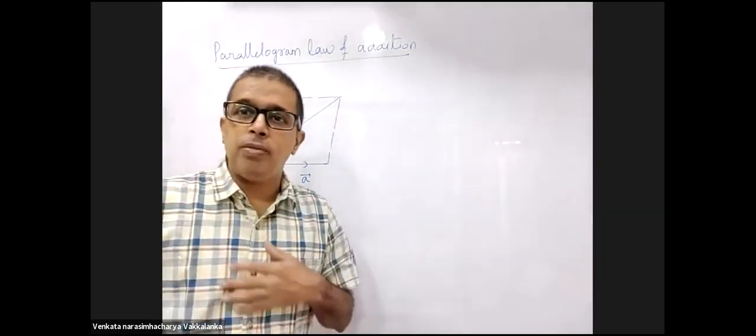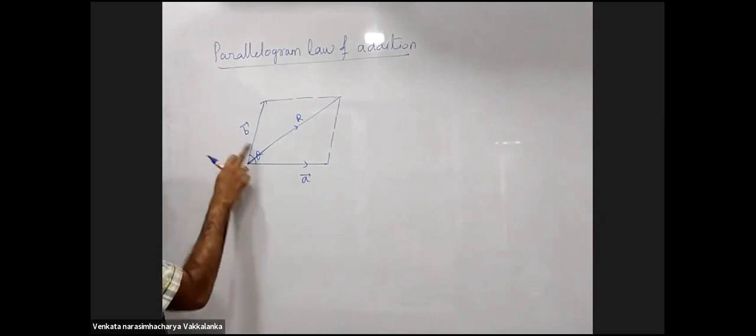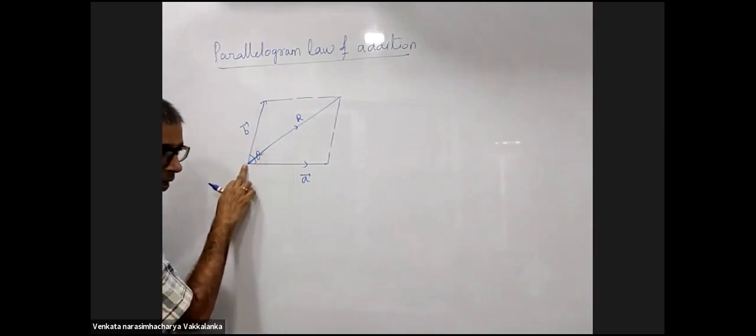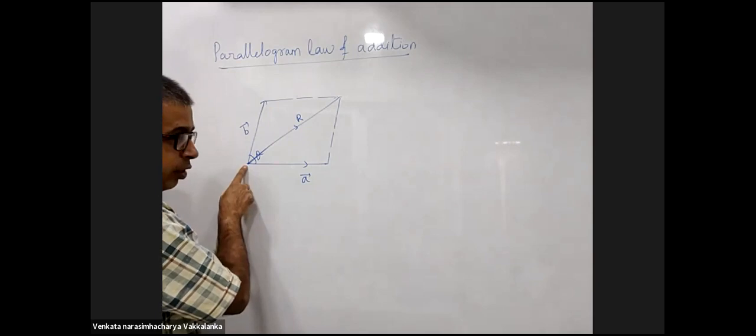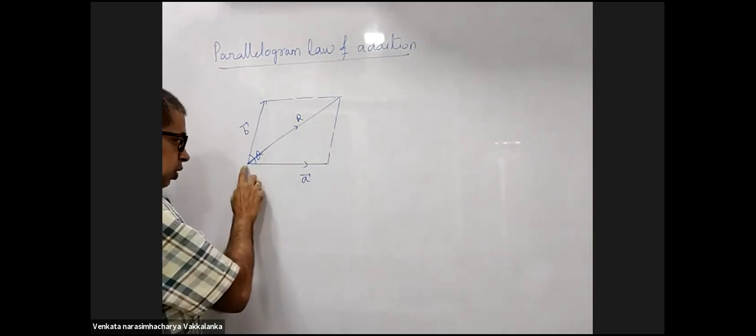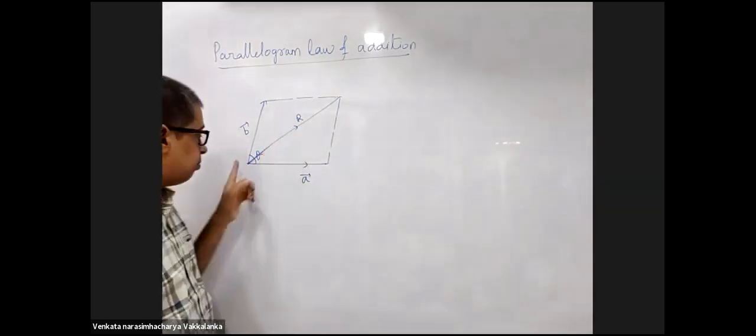Statement of parallelogram law of addition. I'll dictate the statement, you'll wait. First learn. If two vectors are represented as two adjacent sides of a parallelogram drawn from a point, the diagonal of the parallelogram drawn from the same point is the resultant.